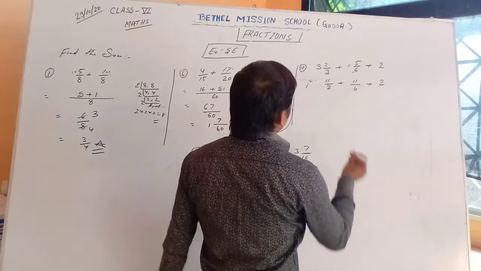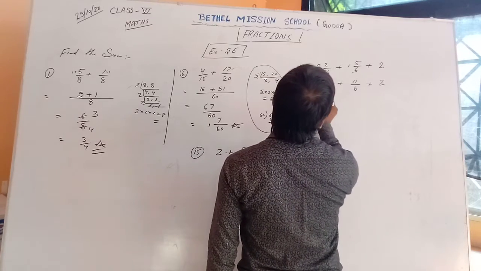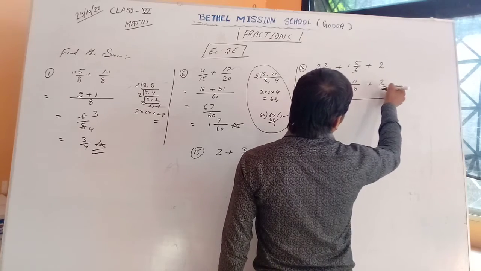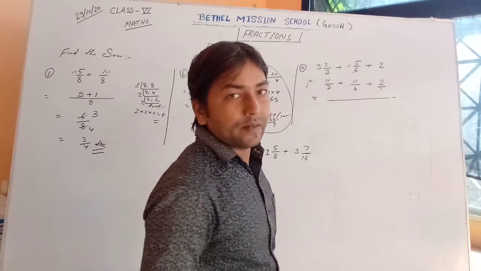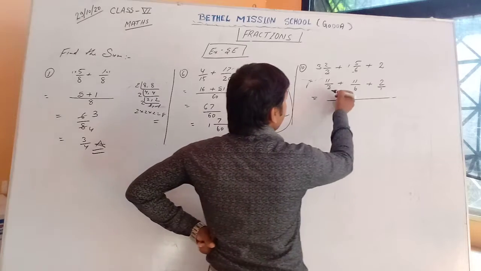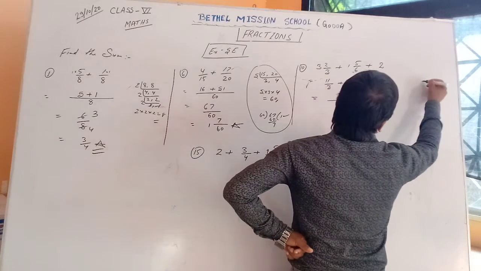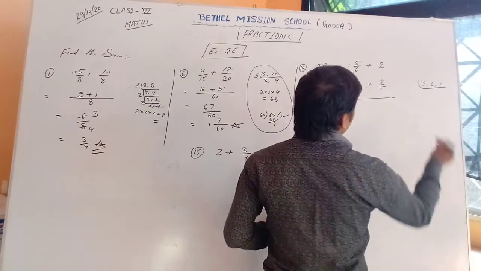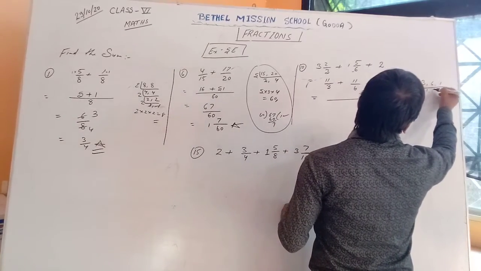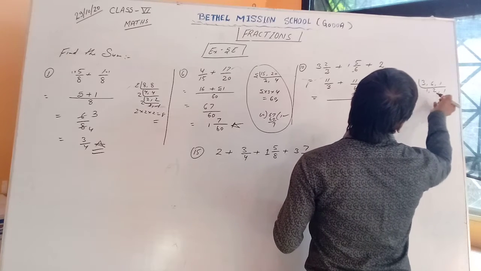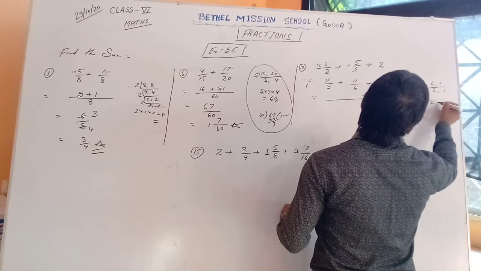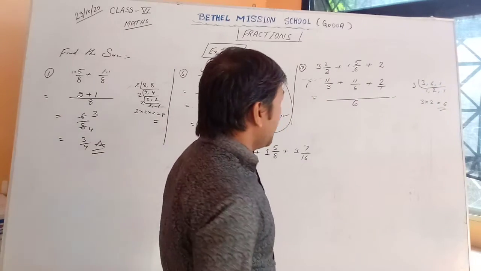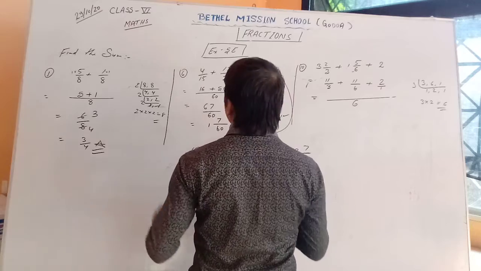Now take the LCM. Draw a line. For 2 there is nothing, you can write 1 as a denominator. Now 3 and 6 and 1. Find out the LCM. By 3 you can divide. 3 ones are 3, 3 twos are 6, and 1. 3 into 2 is 6. 6 is the LCM.